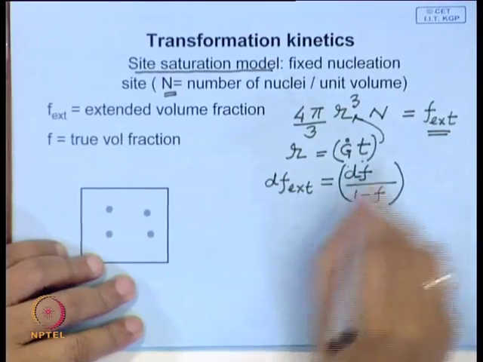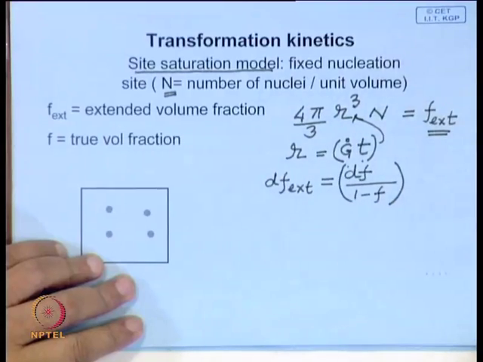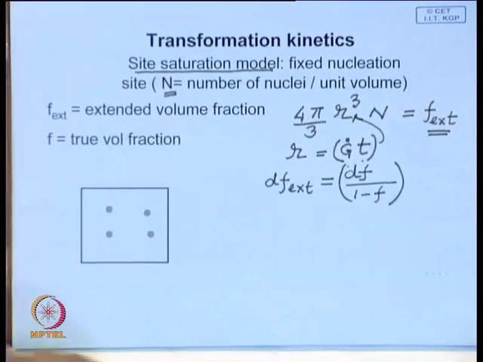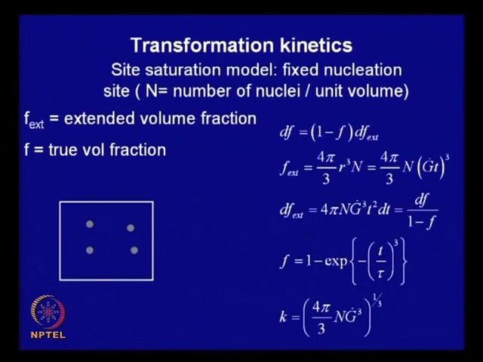And once you substitute this over here, then you can integrate and get that expression, which is shown over here. Look at these steps. So, here these are the nuclei, a fixed number of nuclei, and this is what has been done. You have a certain fixed number of nucleation sites, and once all these sites are saturated, this is the extended volume fraction. Differentiate it with time, you get this, and then if you integrate, you get this expression.